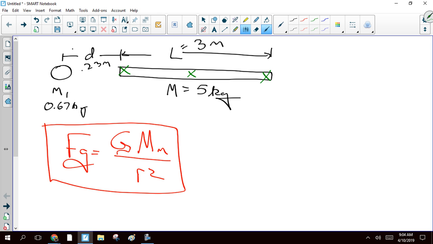Okay? This is how I sort of processed it conceptually: the force of gravity between these two things is going to be the sum of G times m1 times little chunks of mass over the distance to them squared.